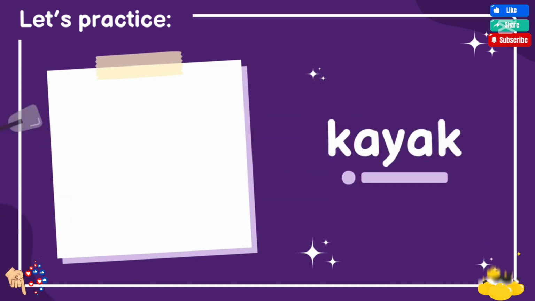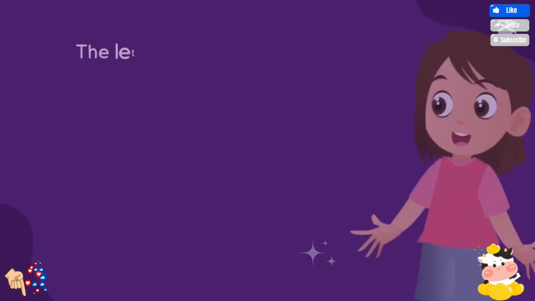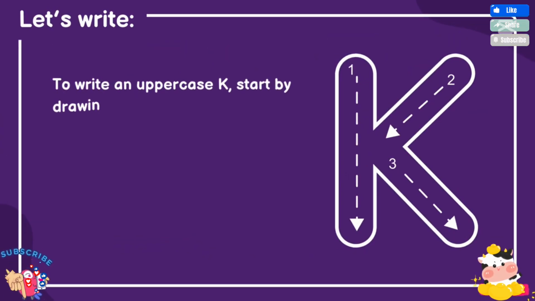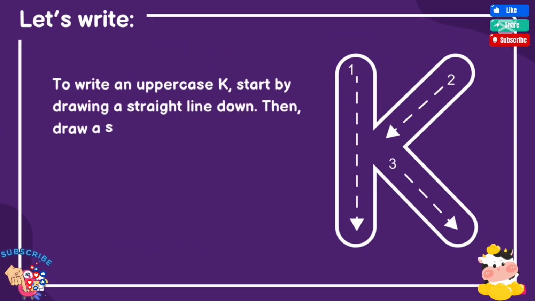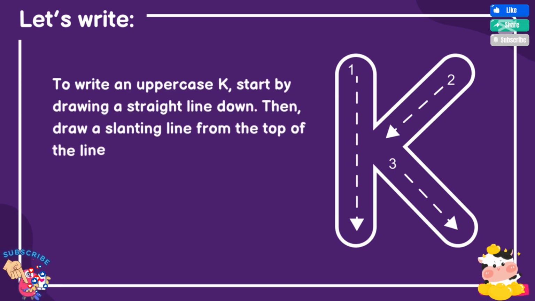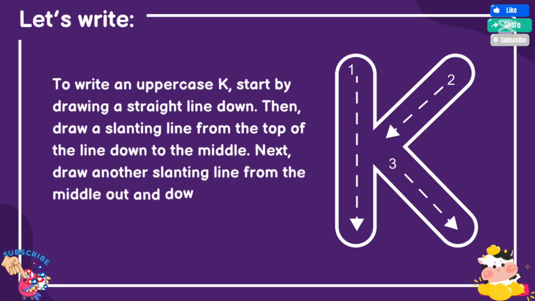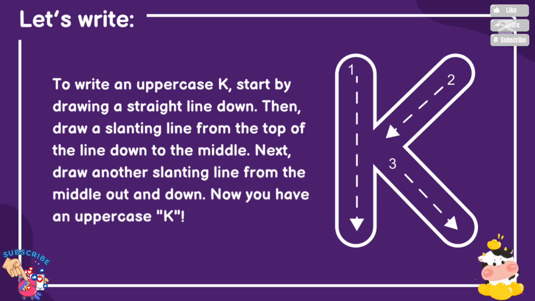The letter K spells the K sound. To write an uppercase K, start by drawing a straight line down. Then, draw a slanting line from the top of the line down to the middle. Next, draw another slanting line from the middle out and down. Now you have an uppercase K.